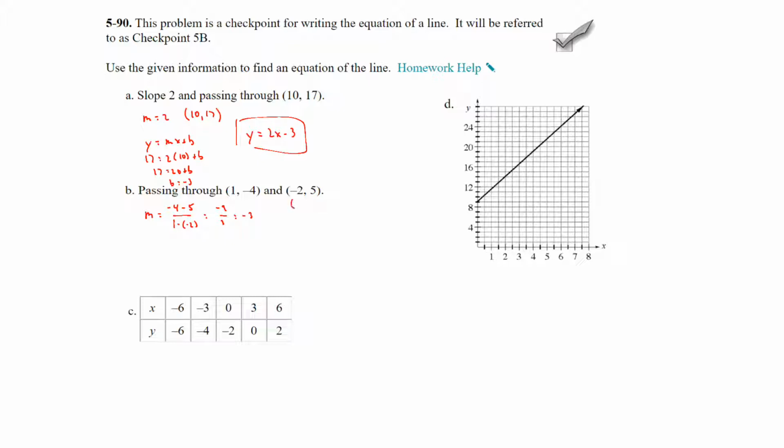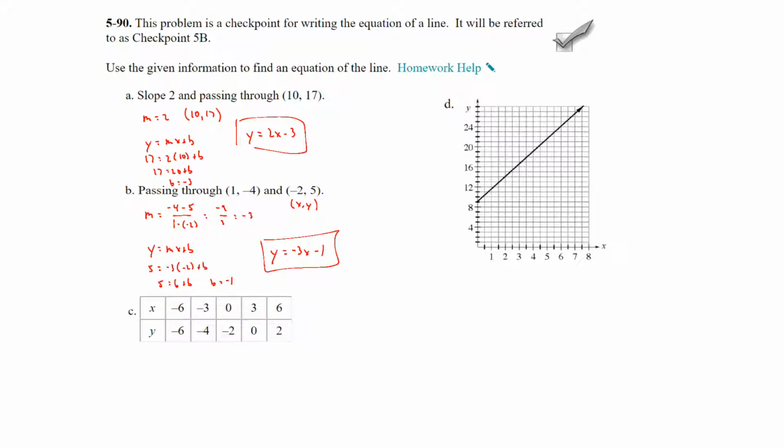And then we'll use one of these points for x and y and do the same thing that we did above. Y is equal to mx plus b. Y would be 5 is equal to negative 3 times negative 2 plus b. 5 is equal to 6 plus b, so b would be equal to negative 1. Y equals negative 3x minus 1. So if you're given 2 points, you have to find the slope first.